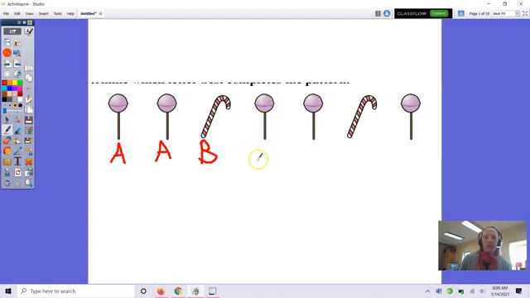This looks like an A, so it is an A. This is an A. This looks like the B, so it is a B. And then I have my A. So when I ask for what is the pattern, this is an A-A-B pattern, and that A-A-B will repeat.